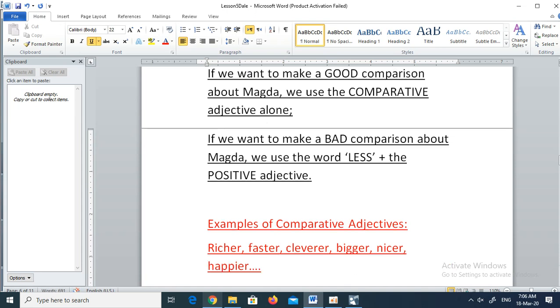Alright, all of these are examples of comparative adjectives. Richer, faster, cleverer, bigger, nicer, happier. They are all comparative adjectives. So when you see something in those forms, they are comparative adjectives.